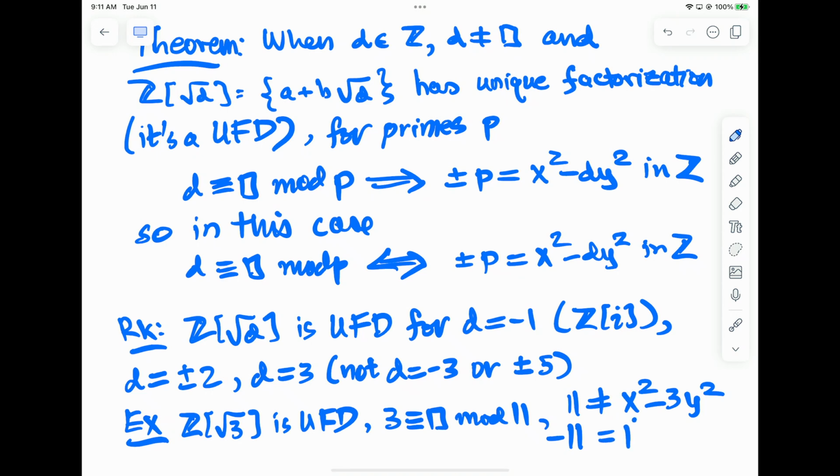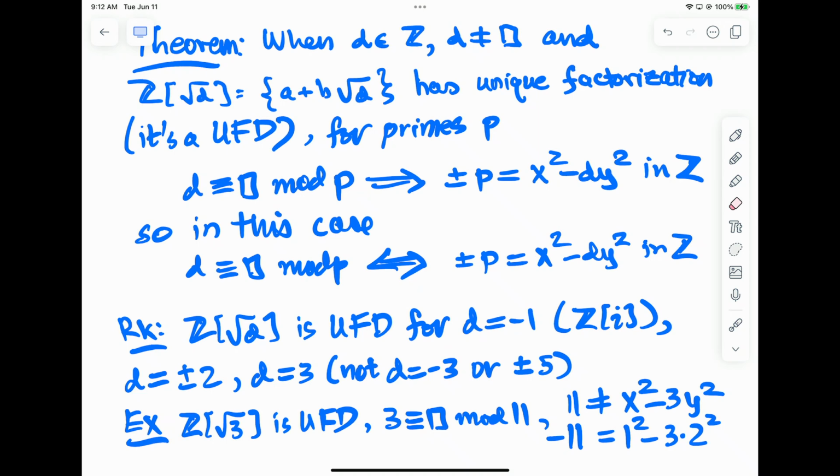Yeah, 1 squared minus 3 times 2 squared. So you see that allowance of a minus sign really could be crucial to get this type of result. You may not be able to do this with p, but if you allow minus p instead, you get a very nice clean equivalence between a modular arithmetic condition and solving certain equations in the integers. And you may need that minus sign. Sometimes you may not. It just depends on the situation.